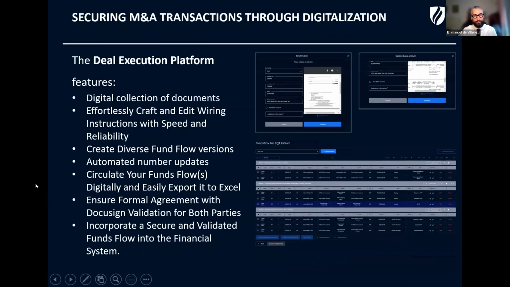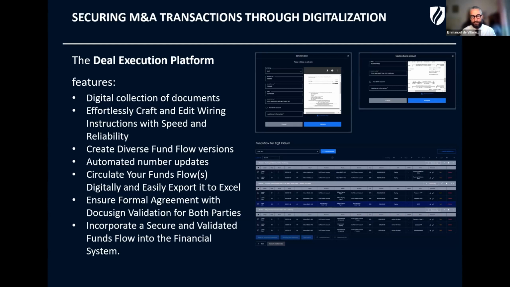What we want to offer the market is a proper deal execution platform, which allows you to collect the documents you need from people, from KYC and AML to invoices and bank details, which are read thanks to OCR. It makes it easy to create the bank wire instructions. You can create as many versions as you want of your fund flows and circulate these versions to the right people. Mostly, you can get formal DocuSign validations for each of the steps that you want formally validated, which is a major improvement over the current state.